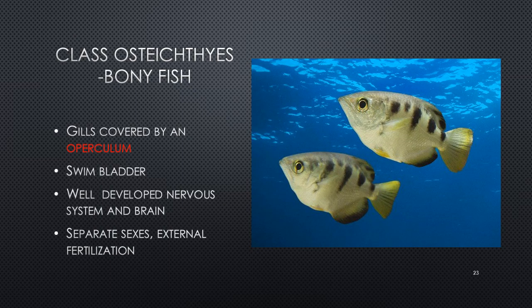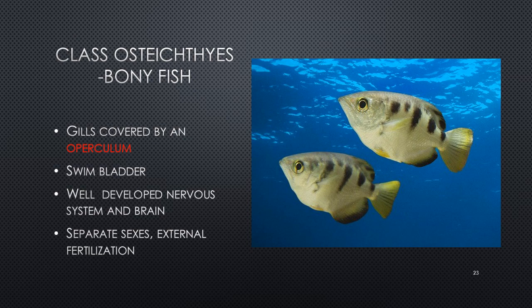Okay, now we're going to move on to our third class of fish, and this is the class Osteichthyes. So these are our bony fish, meaning that they have a skeleton made up of bone. Some unique features there: they do have the swim bladder that we talked about. They have a very well-developed nervous system and brain.